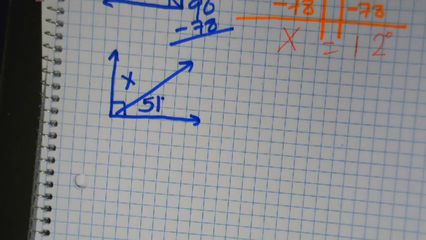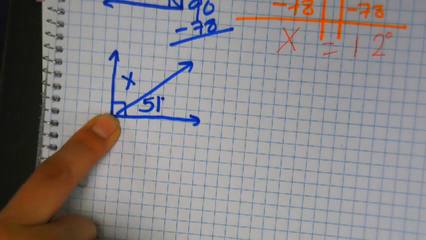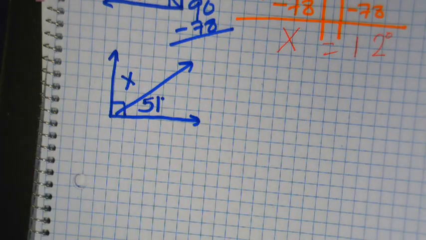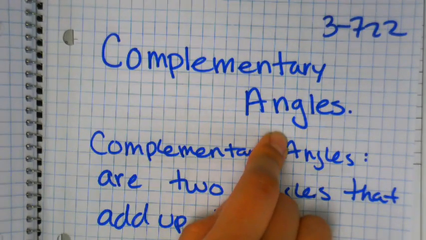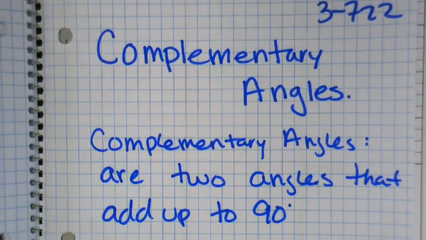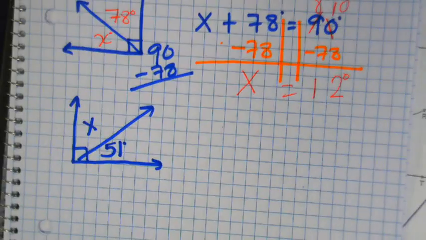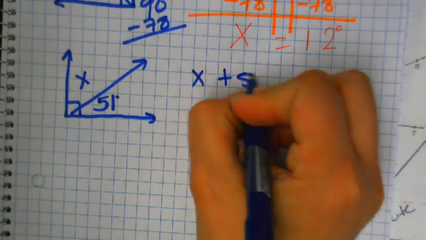How do you know it's 90 though? That's a great question. How do you know it's 90? Because of this little square right here. This little square tells you it's 90. Or the directions, Diego, will say complementary angles. So sometimes you won't see this. You'll see complementary angles. So your brain should go, oh, complementary, 90. How many? 39. X plus 51 equals 90.